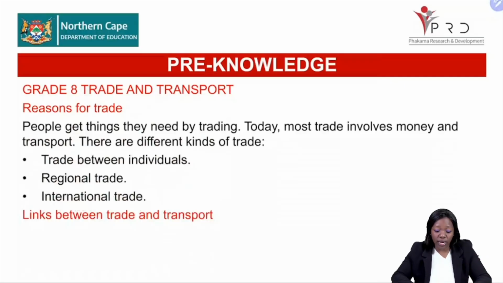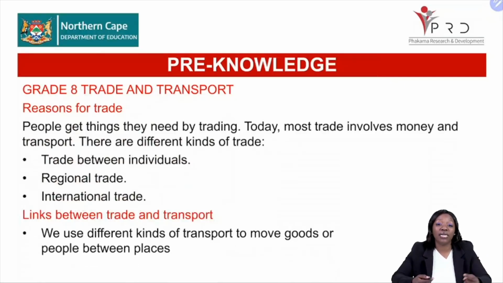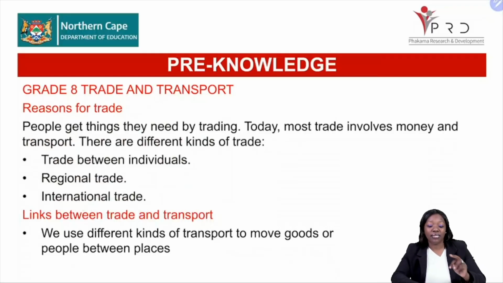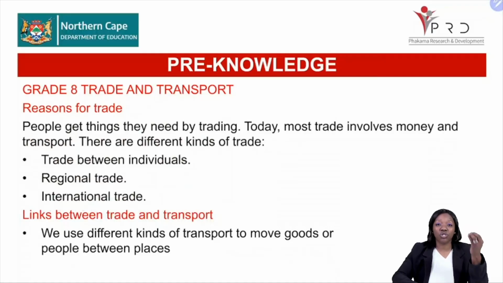Then we're looking at the links between the trade as well as the transport. Where do they link? We use the different kinds of transport to move the goods or the people between places. So there is a link between trade as well as transport. In order for us to be able to trade, we need transport so that we can transport whatever goods or material or service that is needed. So there is a link between what? Trade as well as transport.